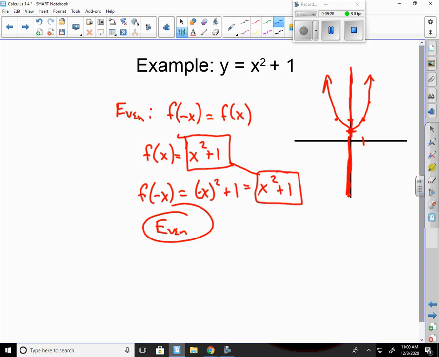So if I flip this side across the y-axis, like I was folding a sheet of paper, it would perfectly overlap this side. So that's how you can tell graphically if it's an even function. Algebraically, you can tell by plugging a negative x in everywhere you see an x. Since it's even, we know it can't be odd, so we're done.